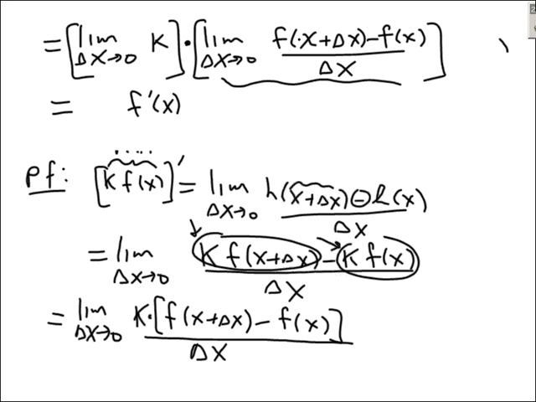Now, as delta x changes, I don't care if it goes to 0 or to 99. As our f of x changes, as delta x changes, the constant doesn't change. It's just k. That is, as delta x gets smaller and smaller and smaller, k stays k. And we get the result that we wanted.